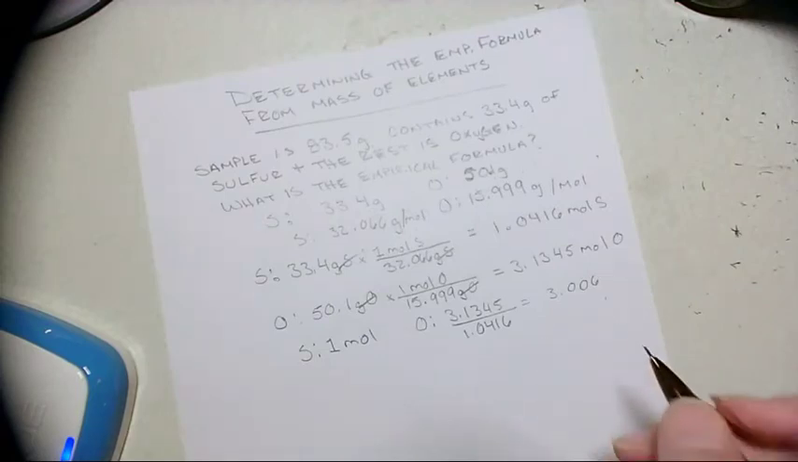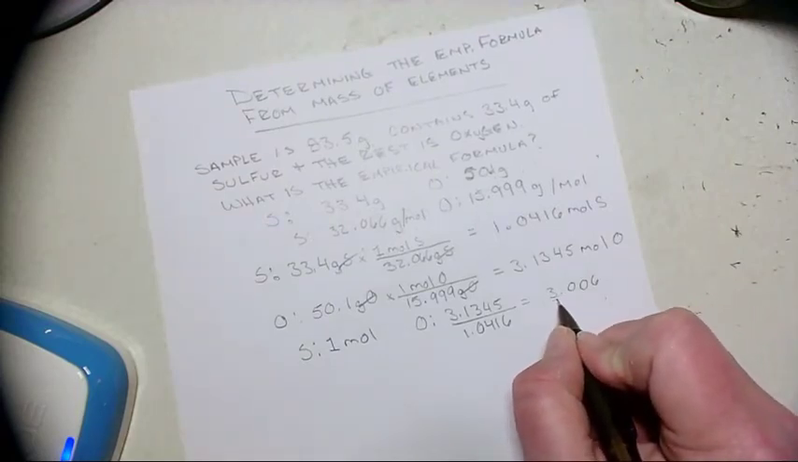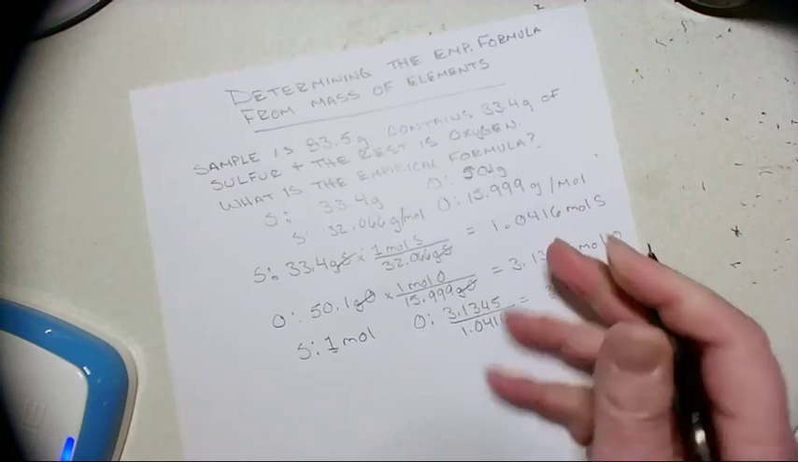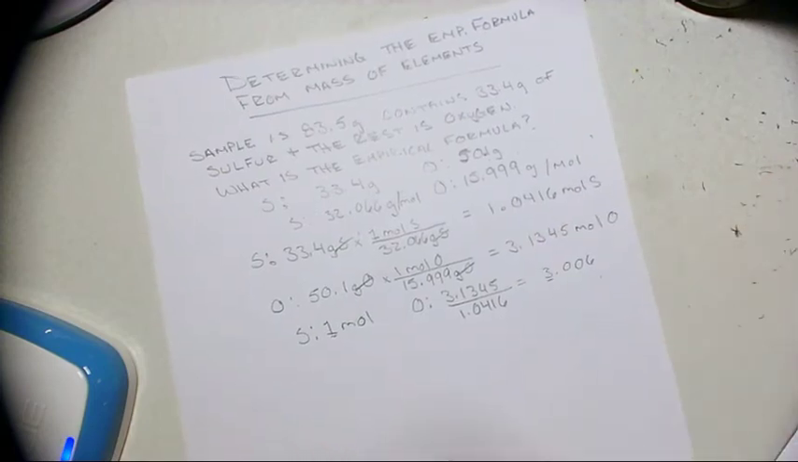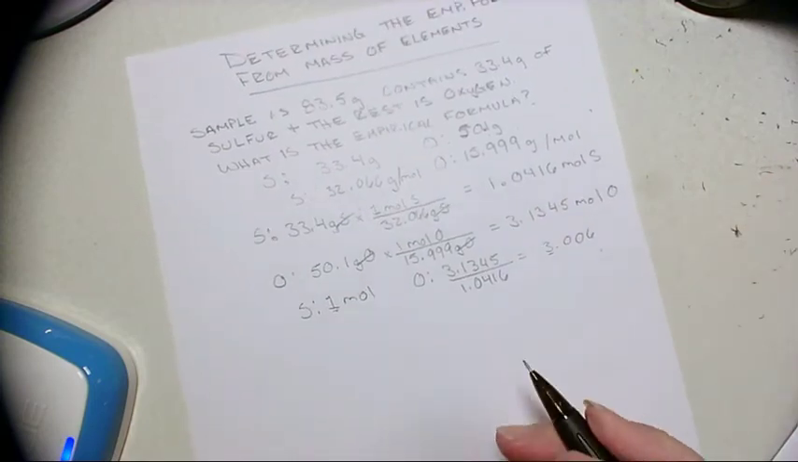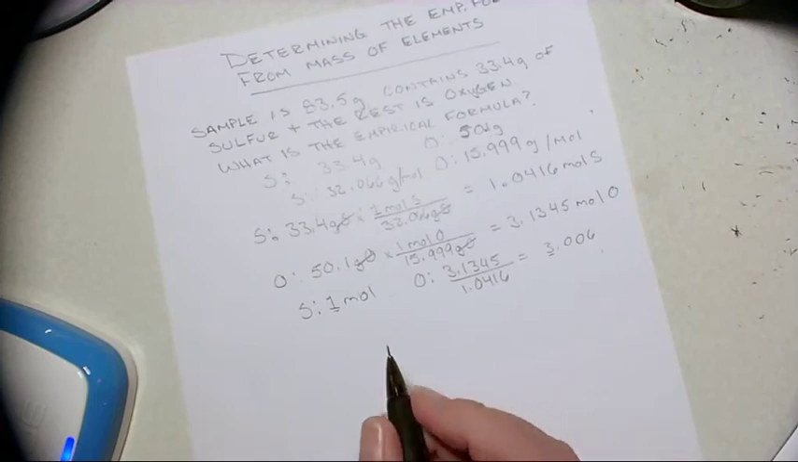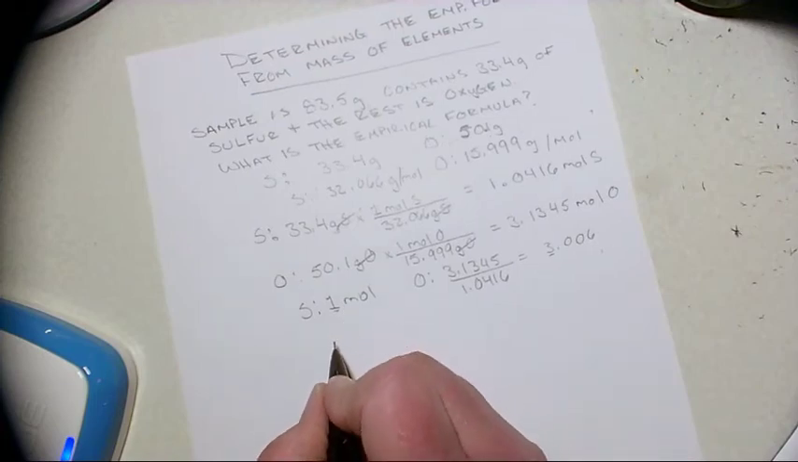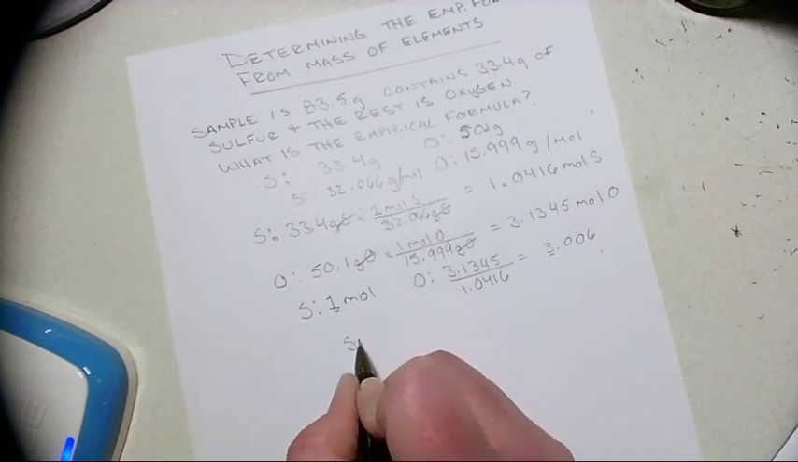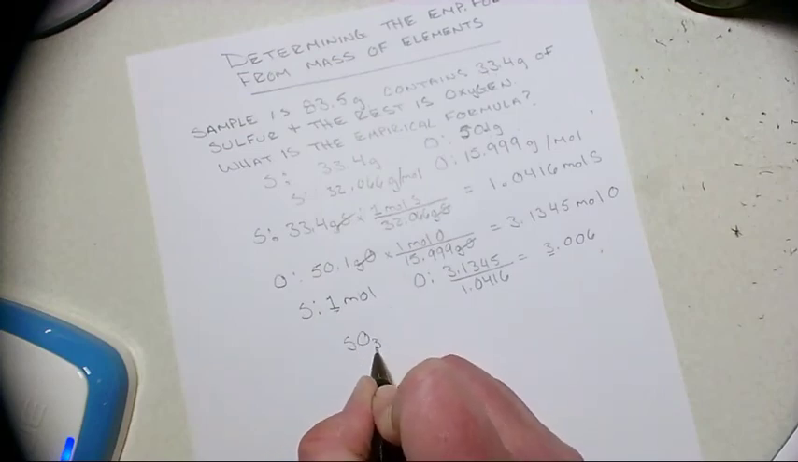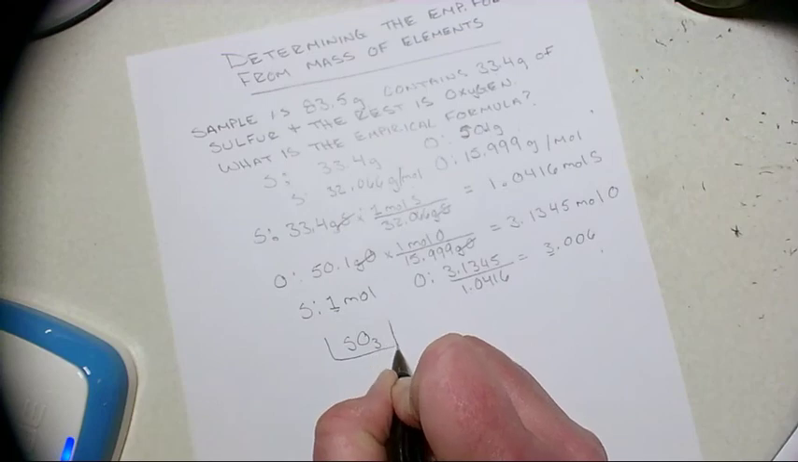So now we can put those pieces together, because we're going to stop here, and say that our empirical formula, now keep in mind this might not be the actual molecular formula, but our empirical formula is going to be S1O3. That is the empirical formula.